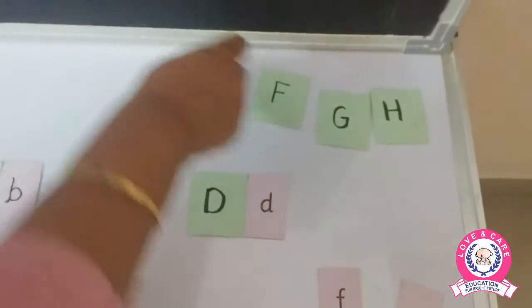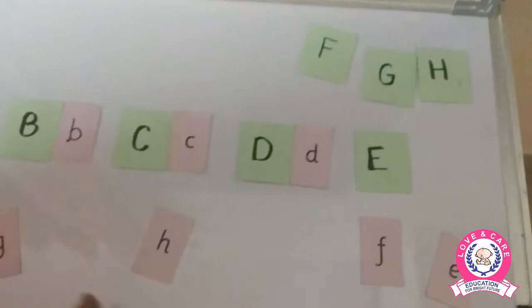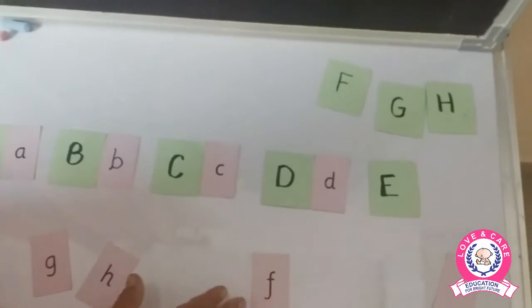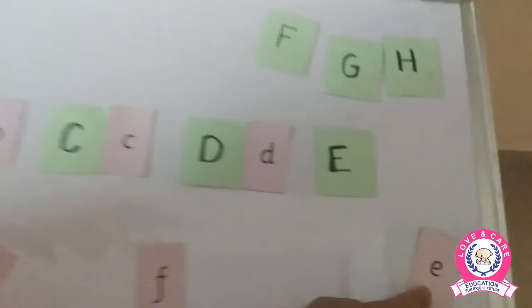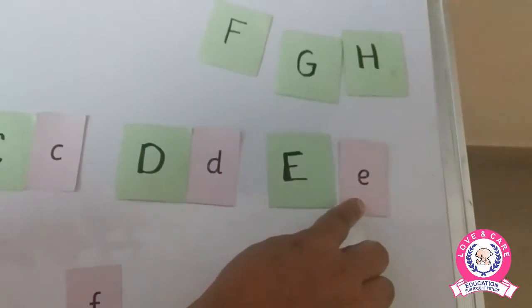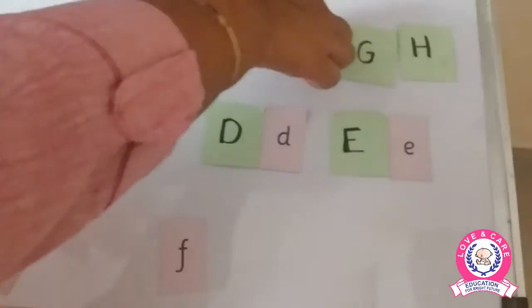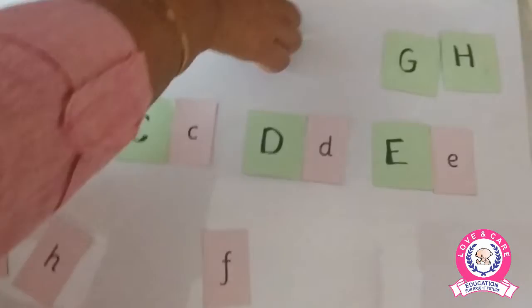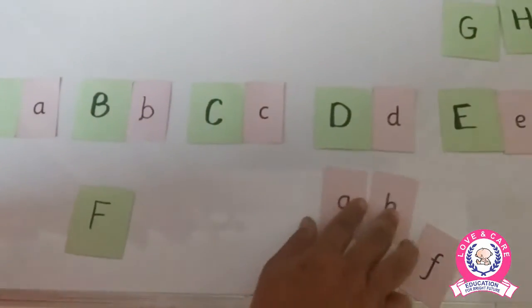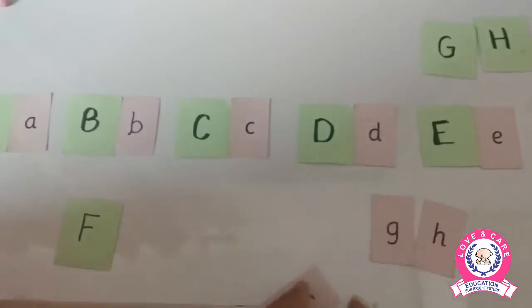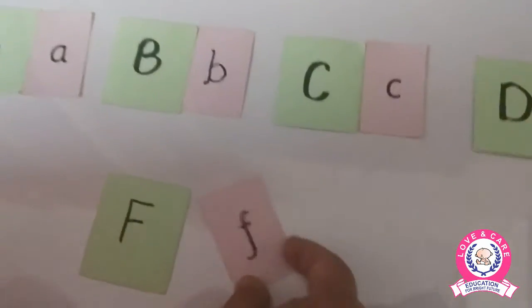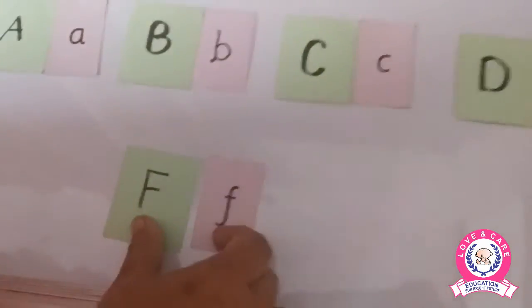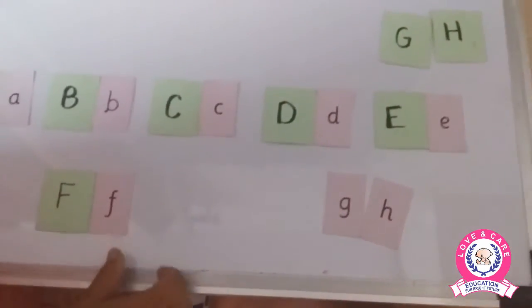Now is the turn of mummy letter E. So mummy letter E is also finding her baby. Where is the baby letter E? This one is the baby letter E. So baby E also went to mama. Now this is the mummy letter F. And mummy letter F is also looking out for the baby letter F. So this is the baby letter F. It came here walking, running to the mummy. So these are the mummy and baby letter F.